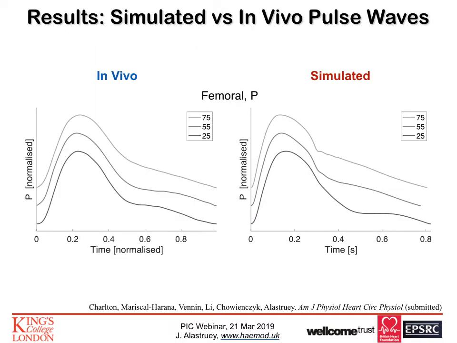Simulated waves at different age groups show similar changes with age to those measured in vivo. Here you can see the comparison for blood pressure measured in the femoral artery. It is remarkable to see that the simulated diastolic peak disappears gradually with aging, as observed in vivo on the left.